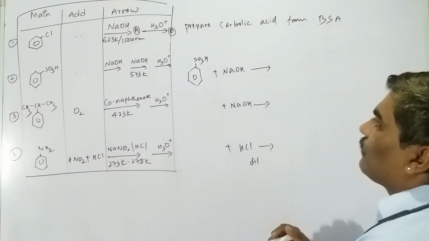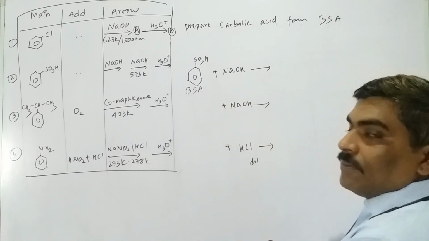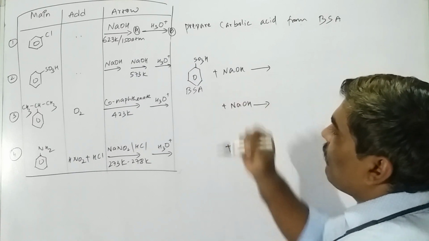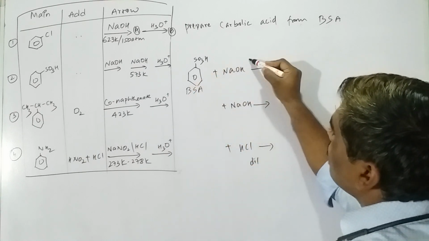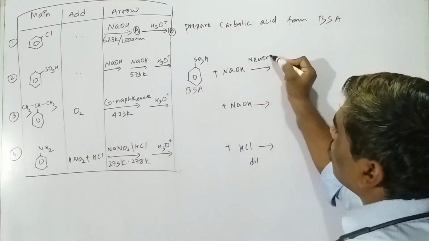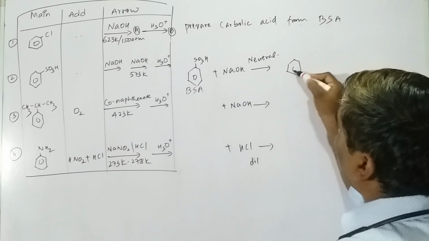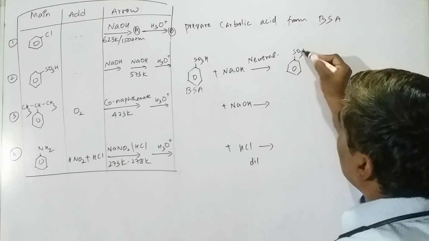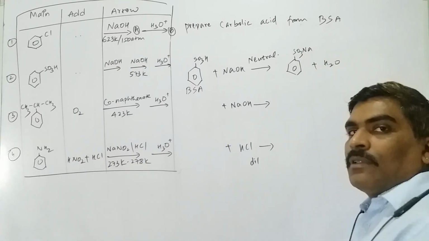Okay, now we'll see. This is benzene sulfonic acid. Sodium hydroxide is a base. When an acid reacts with a base, this is a neutralization reaction. And in this reaction, what forms? Salt and water. So the salt is this, and water. How did we get this?